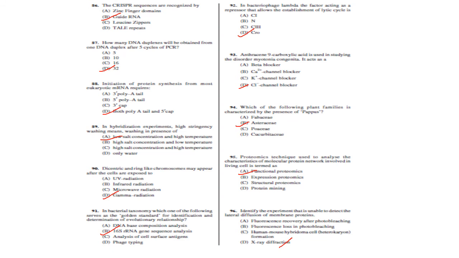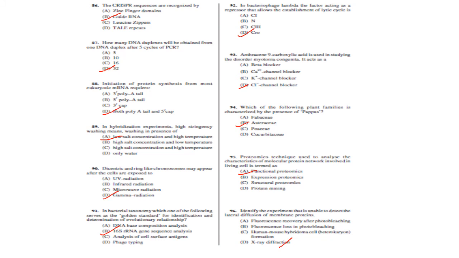So high stringency conditions are used to detect identical or very highly conserved genomic sequences complementary to the probe sequence. So high stringency washing is low salt concentration and high temperature. So answer here is option A. Then, dicentric and ring-like chromosomes may appear after the cells are exposed to... So after the cells are exposed to gamma radiation, you will get dicentric and ring-like chromosomes.